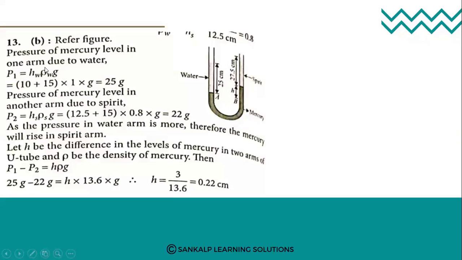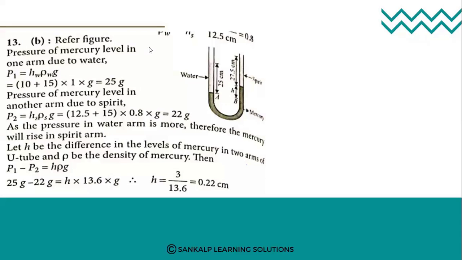See here students, the pressure of the mercury level is taken as pressure is equal to rho gh. So pressure is rho gh, height is 10 plus 15. For water, first it was 10, later it is made 15. So 10 plus 15, the density of the water is taken in grams, therefore it is 1 into g, so it will be 25 into g.